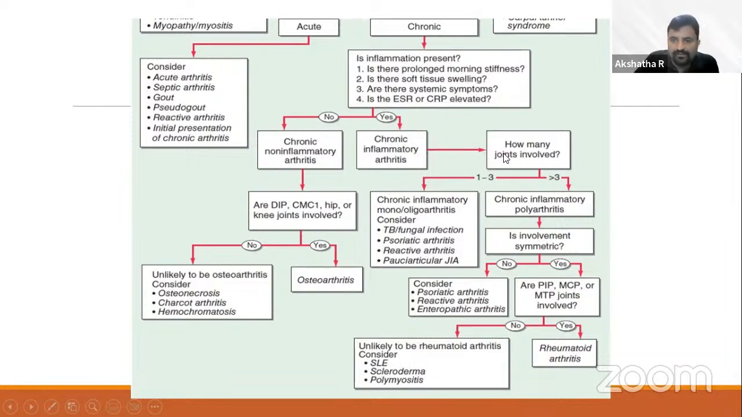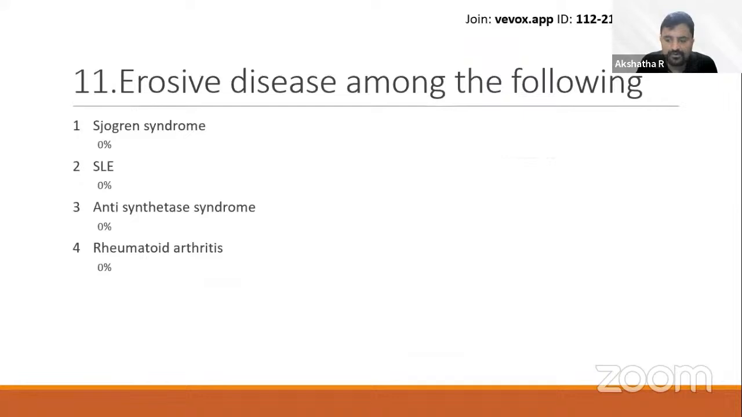DIP and first carpometacarpal joint, hip and knee joint involvement will be common in osteoarthritis. And chronic inflammatory arthritis, depending on the number of joints involved, if it is very few, then it could be psoriatic or reactive arthritis. And if it is polyarthritis, if there is involvement of PIP, MCP, then it is rheumatoid arthritis. And if it is non-erosive, other diseases could be SLE, polymyositis, or scleroderma. So this is how we approach a case of polyarthritis.